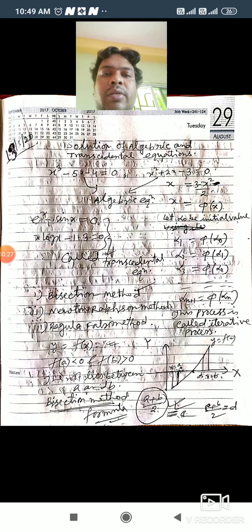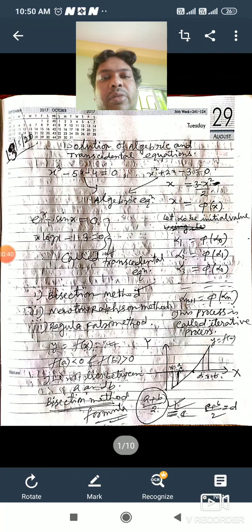Now e to the power x minus sin x equal to 0 and x log x minus 1.3 equal to 0. This is called the transcendental equation. Including exponential and log terms in an algebraic equation, this equation is called a transcendental equation. Now these equations are generally solved by iterative methods.